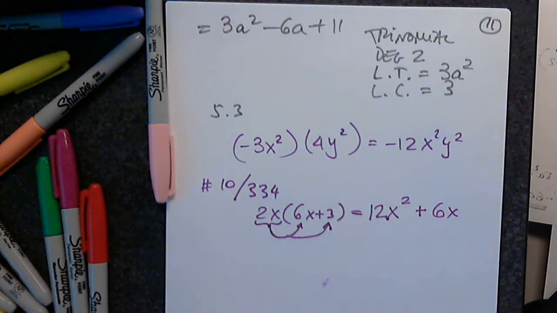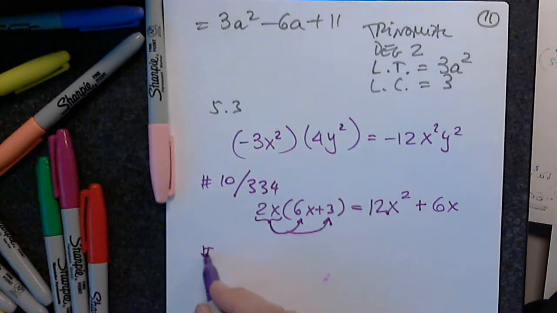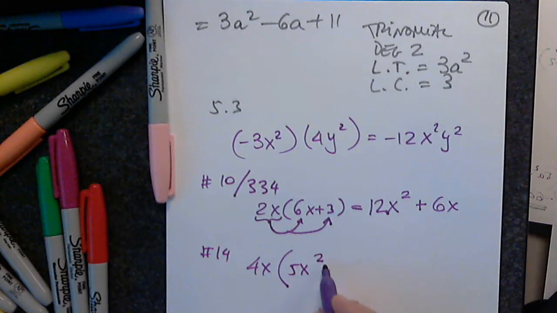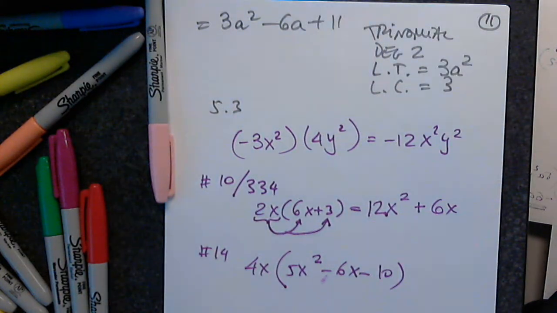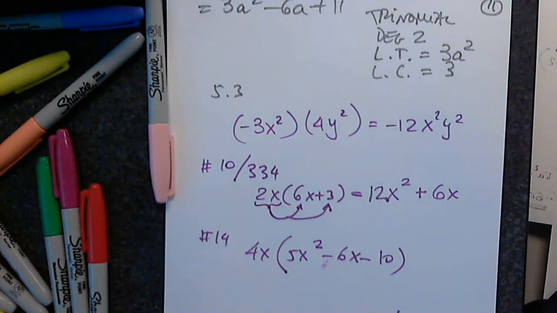So let's look at something like 14. Same page. 4x multiplied by 5x squared minus 6x minus 10. Coming back to the previous example, what is the degree? 2. Is this polynomial from the previous problem in descending order? The question again? Is this polynomial in descending order? Yes. What is the leading term? 12x squared. What is the leading coefficient? 12. Perfect. Very good.